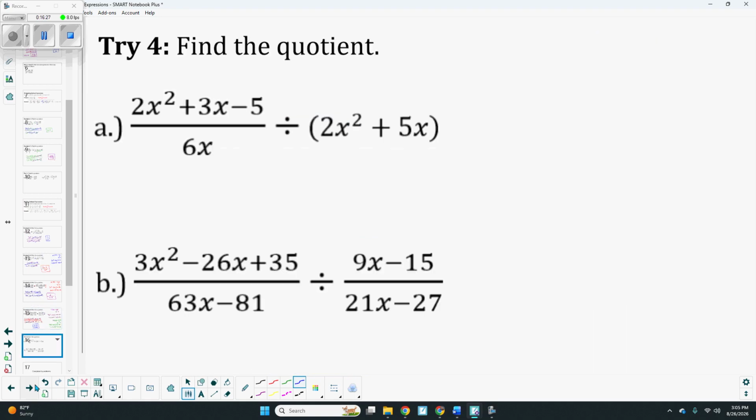There are some last ones here for you to try. You can pause or end the video. The answers are posted in the blank notes on Google Classroom. And that is the end of multiplying and dividing rational expressions.